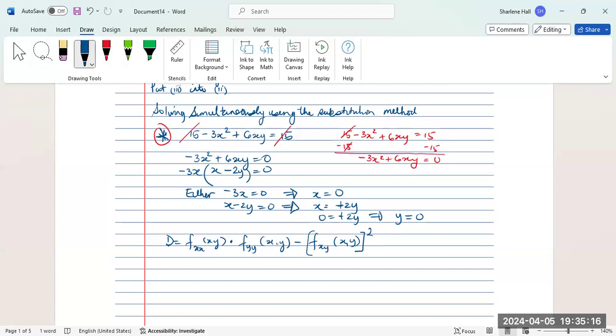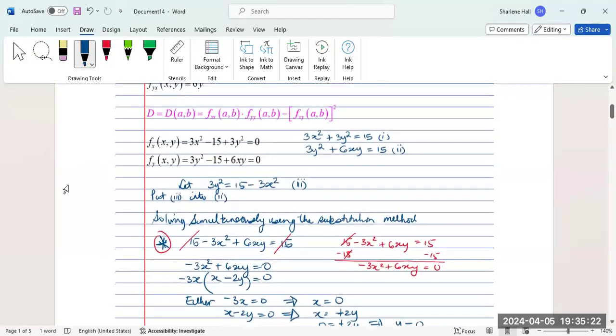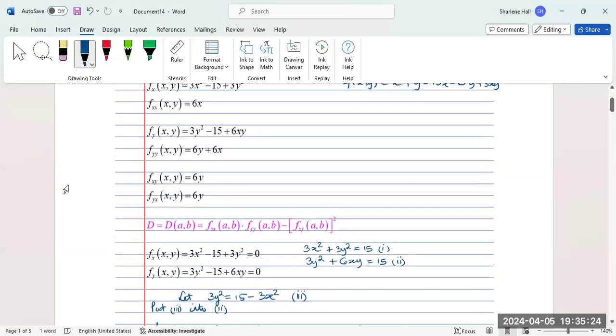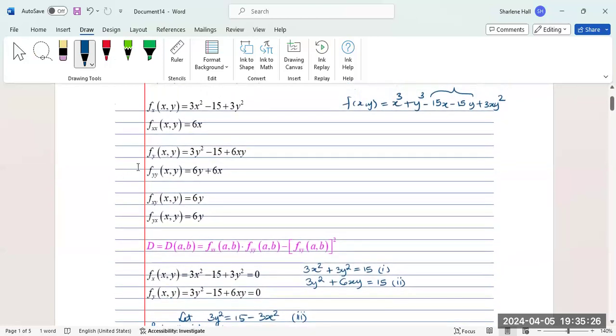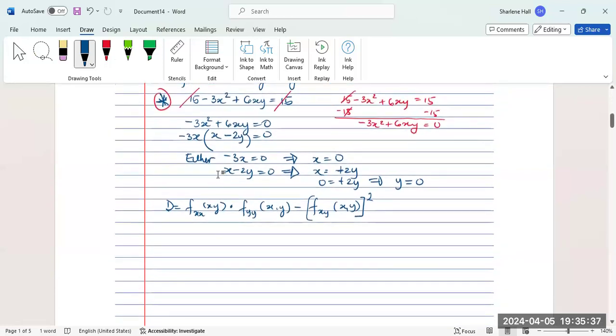All right. Now, I want you to recall that f_xx is equal to 6x and f_yy is equal to 6y plus 6x. Follow me? But the critical point is (0, 0).